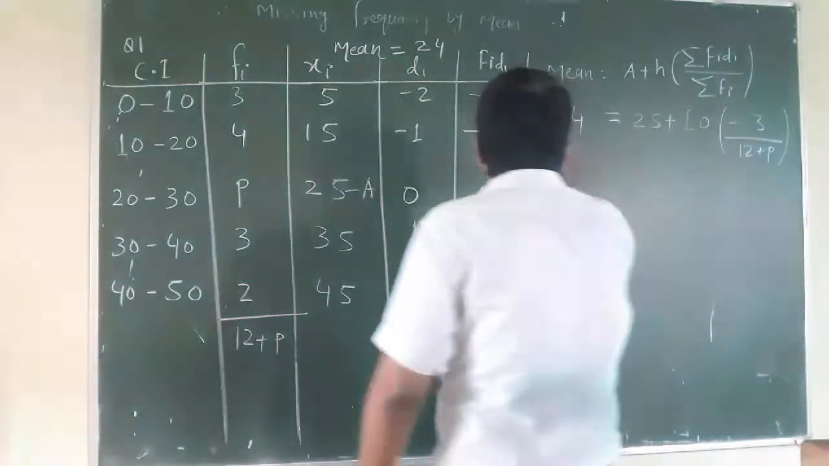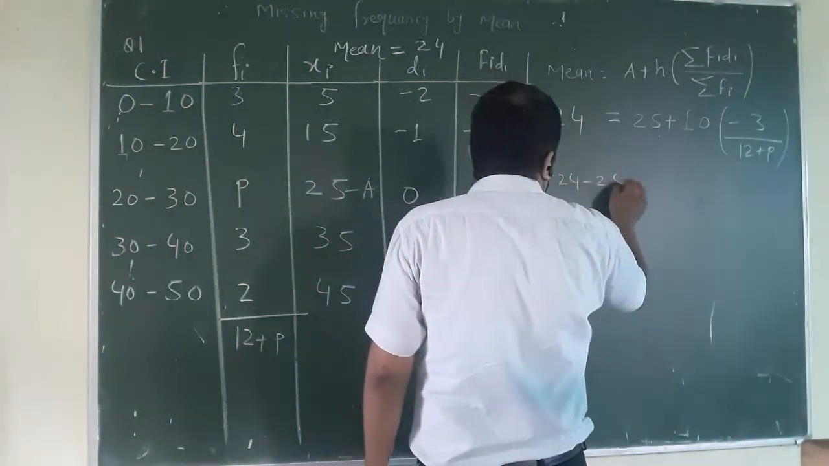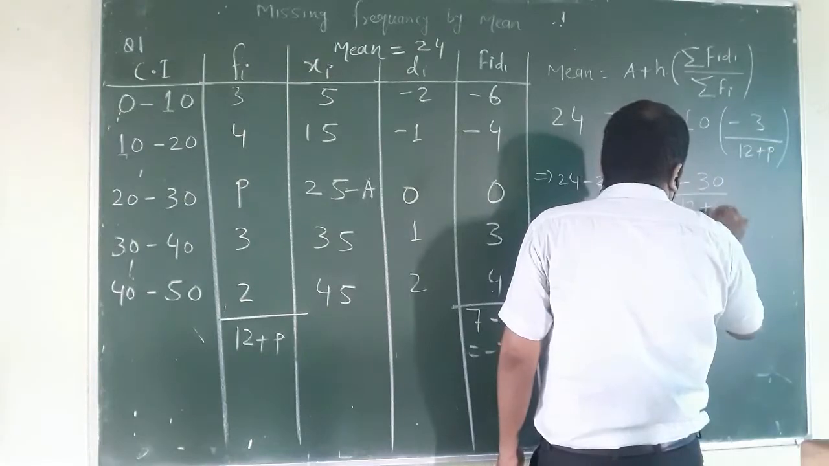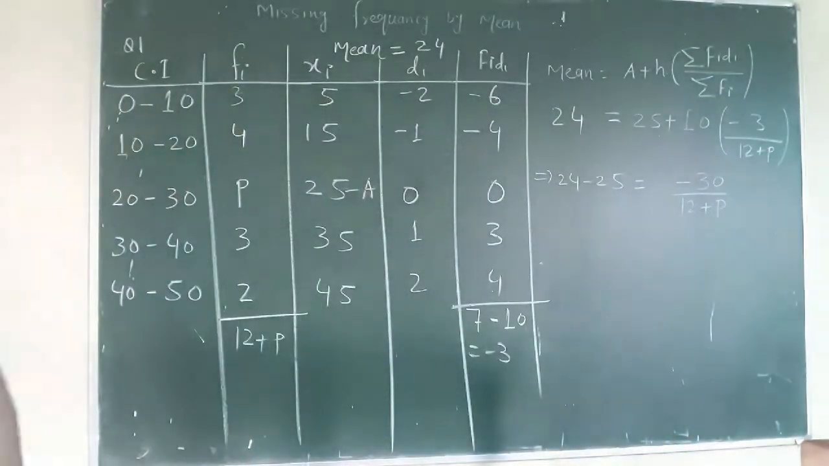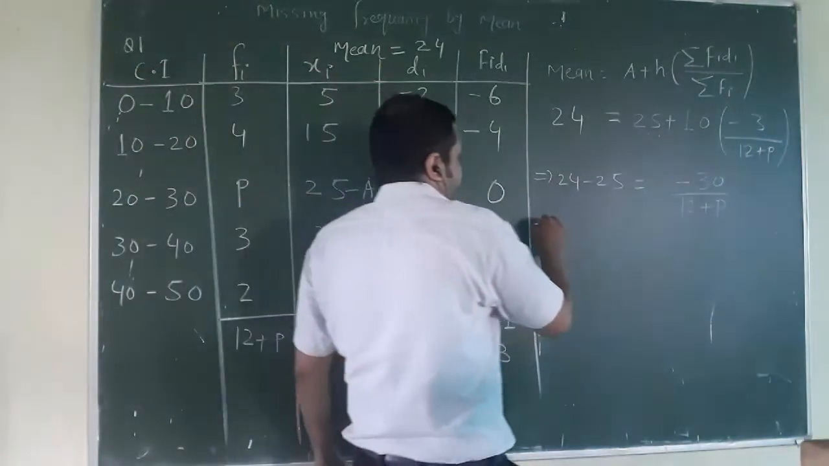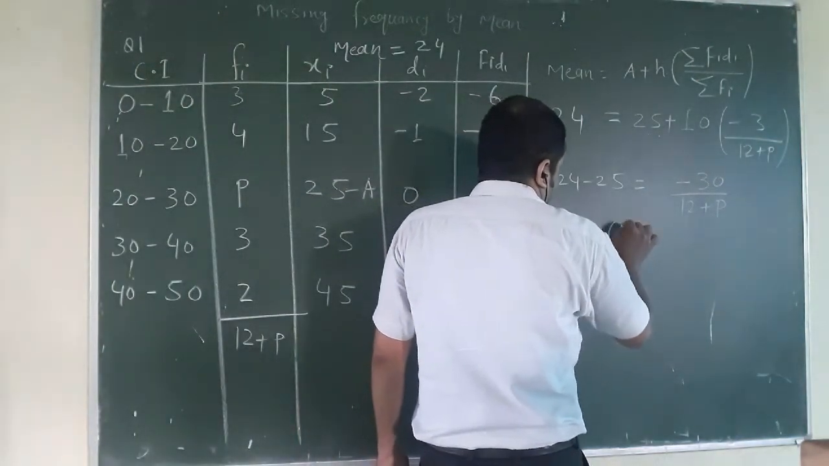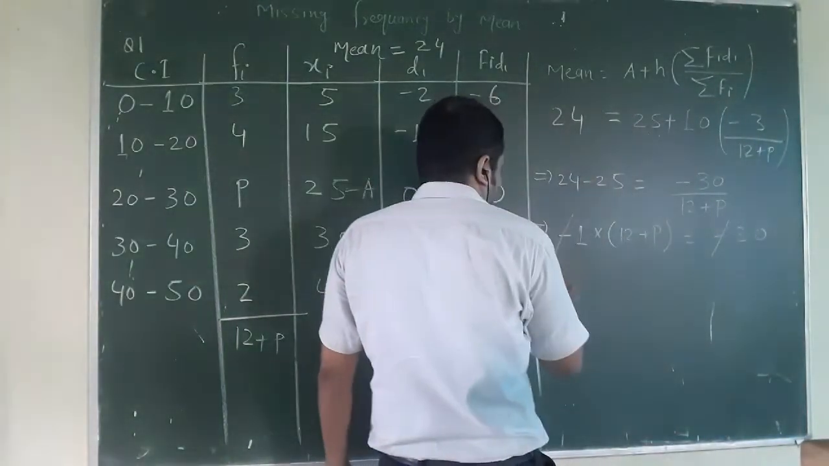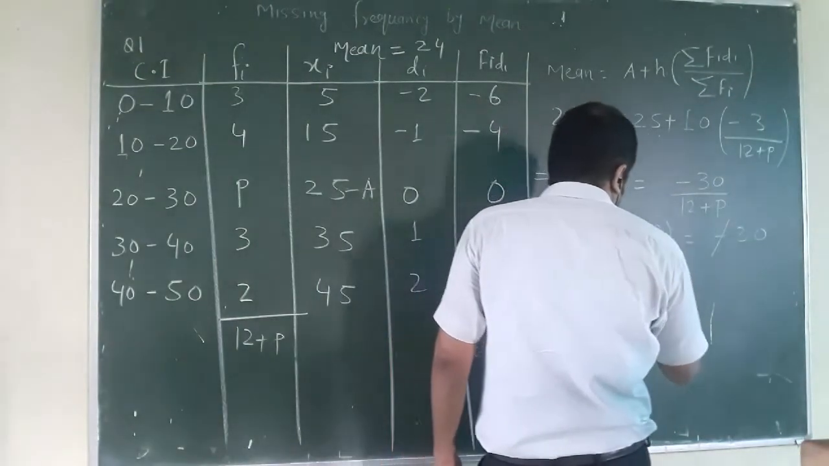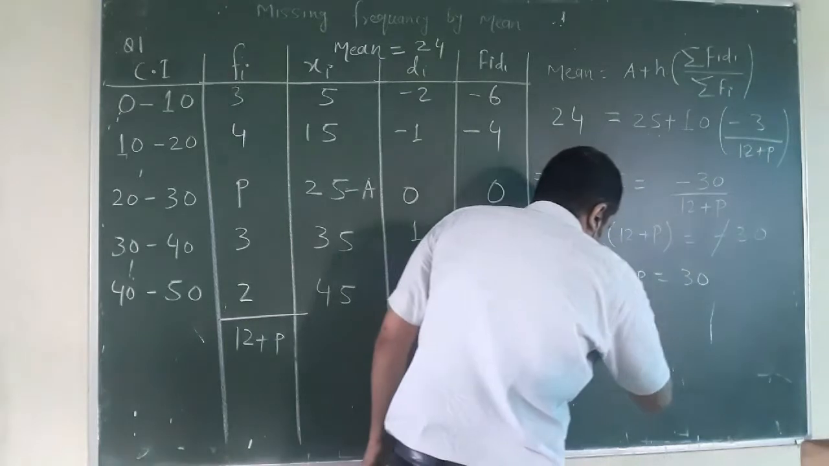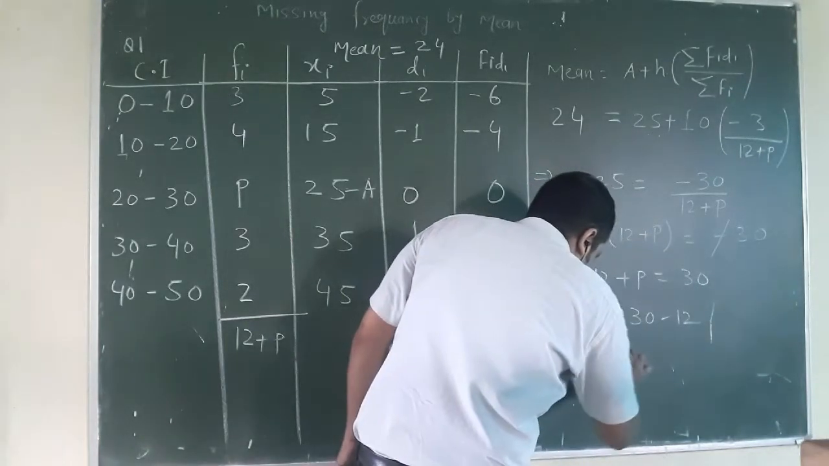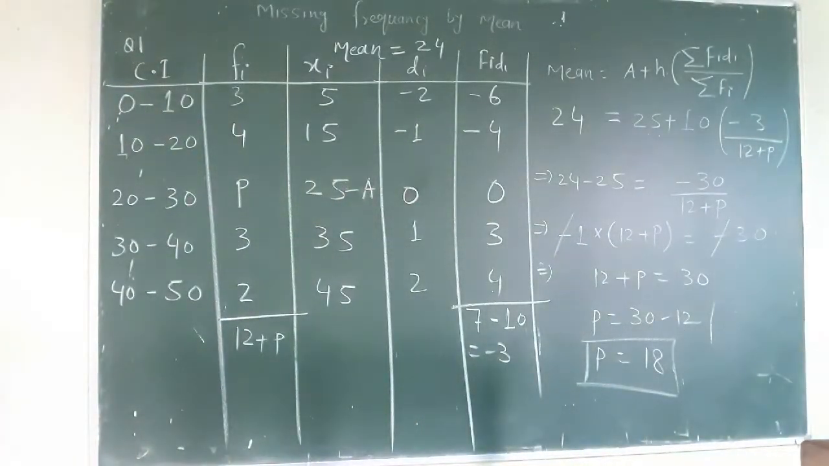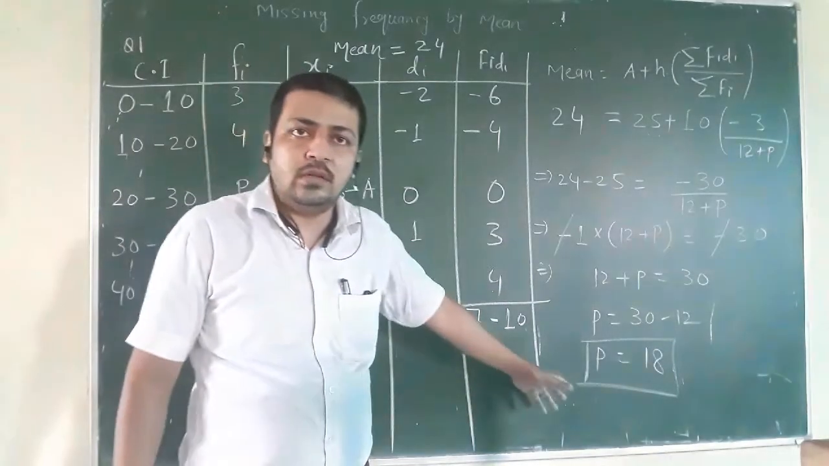Now first of all I will just solve. So 24 minus 25 is equal to 10 times minus 3 divided by 12 plus p, that is minus 30 divided by 12 plus p. So this one will be minus 1 into 12 plus p is equal to minus 30. Minus and minus will be removed. Then 12 plus p is equal to 30. Now p is equal to 30 minus 12. So p is equal to 18. This is the value of p. So the value of p I have found through the step deviation method.